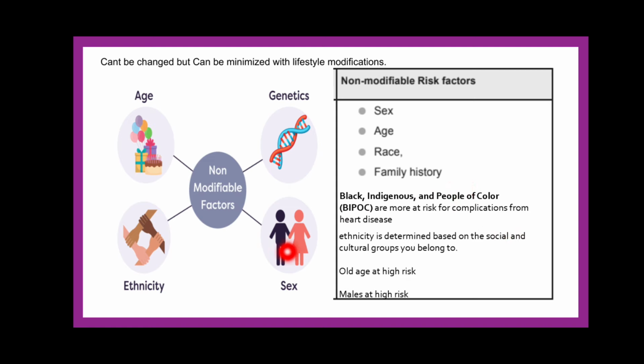If you talk about sex, generally it is observed that males are at a higher risk than females. If you talk about age, older people are at higher risk compared to adults. Then race, or ethnicity. Basically BIPOC, that is Black, Indigenous and People of Color, are at higher risk of complications than the American skin. So this is about race and ethnicity. Then family history, like genetics.